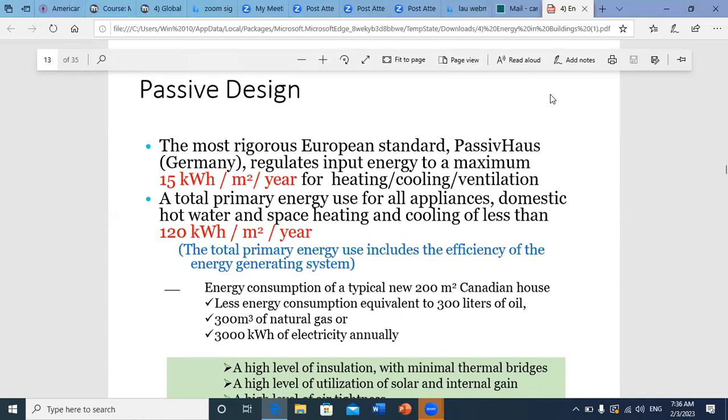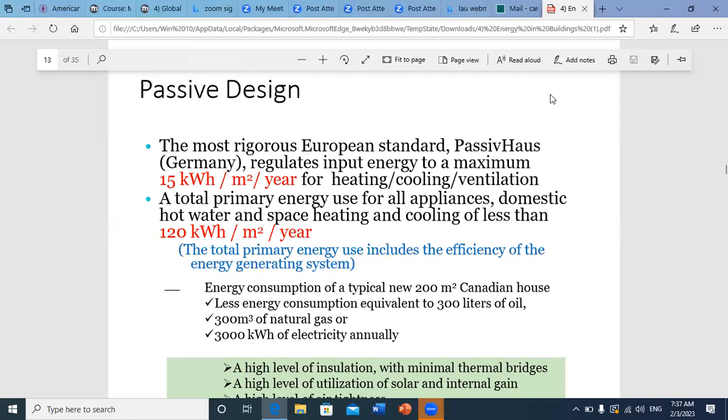But until now, we can define a passive design with standards. For example, the most rigorous European standard for passive houses in Germany regulates that input energy should be a maximum of 15 kilowatt hour per meter square per year for the heating, cooling, and ventilation field. While if you take a non-passive building, you can reach much larger values. So this is a very acceptable electricity consumption for heating, cooling, and ventilation. Of course, we can try to reduce it more and more to tend to a positive building.